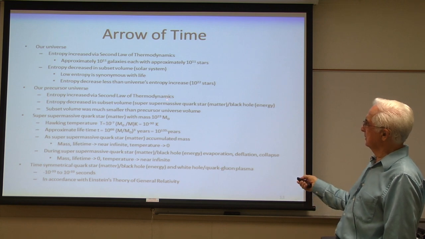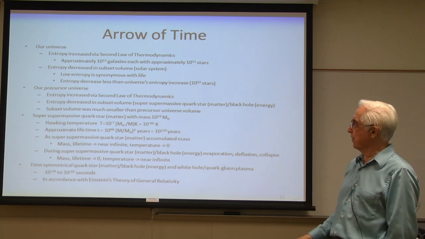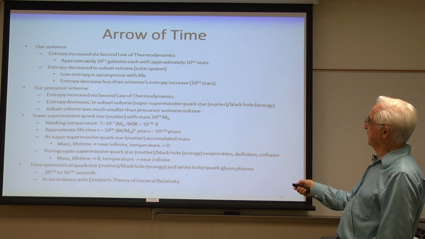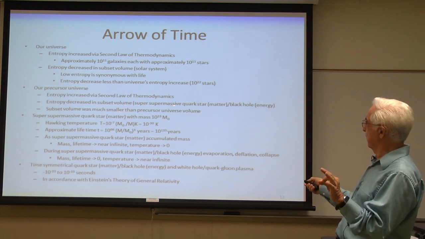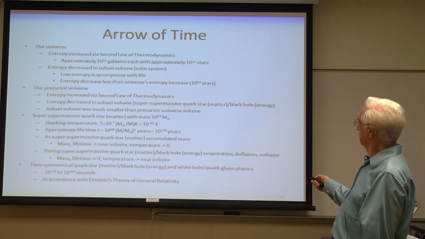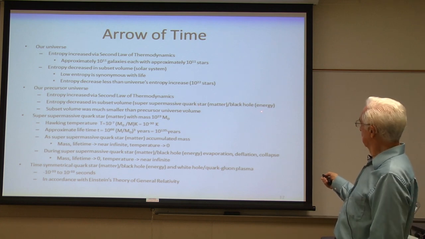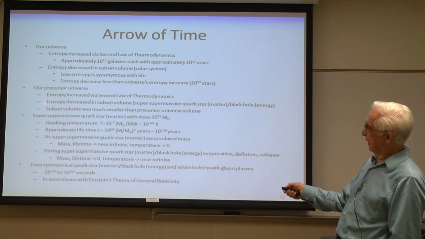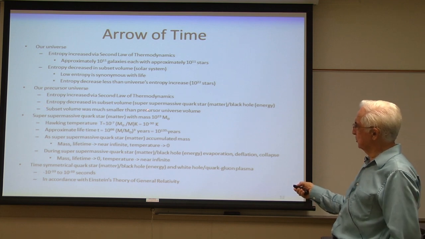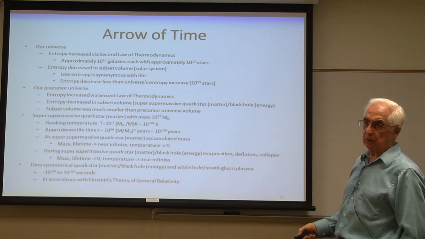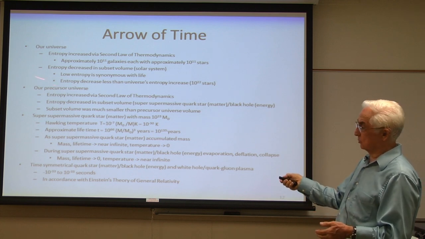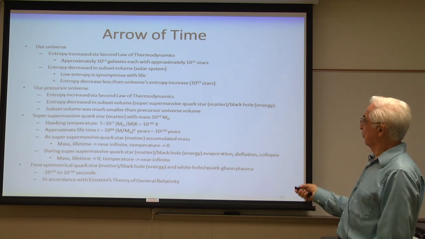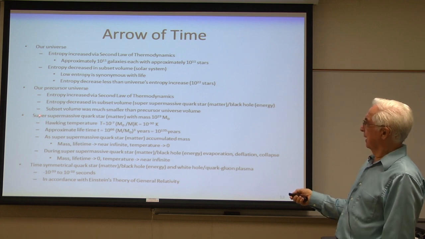Once again, the entropy increased via the second law of thermodynamics. The entropy decreased in a subset volume, namely the volume where that super, supermassive quark star matter, black hole energy, was created. The subset volume was much, much smaller than the precursor universe's volume, and therefore the second law of thermodynamics was not violated in our precursor universe.